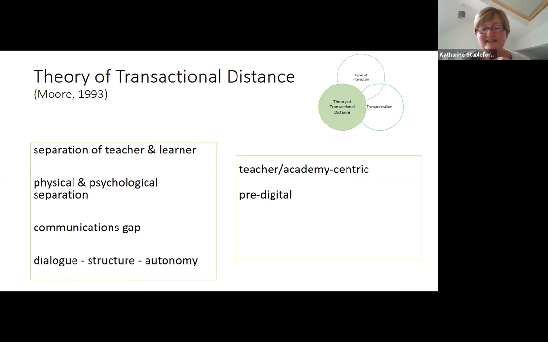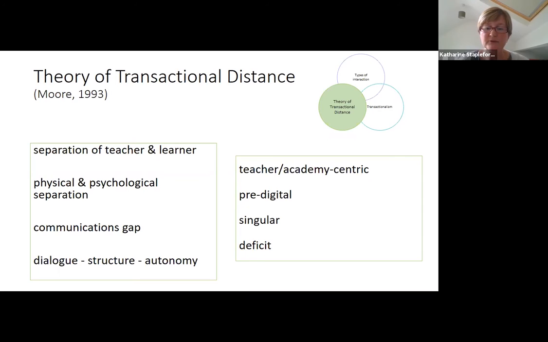Also, it's a pre-digital theory, so it doesn't take account of technologies that allow much more ease of communication and also communication between learners. So that's perhaps one of the reasons why it's more teacher-centric. It's quite singular in its interpretation of dialogue and structure and autonomy. They're seen as one-dimensional phenomena, whereas my data suggested a more complex, multifaceted interpretation.